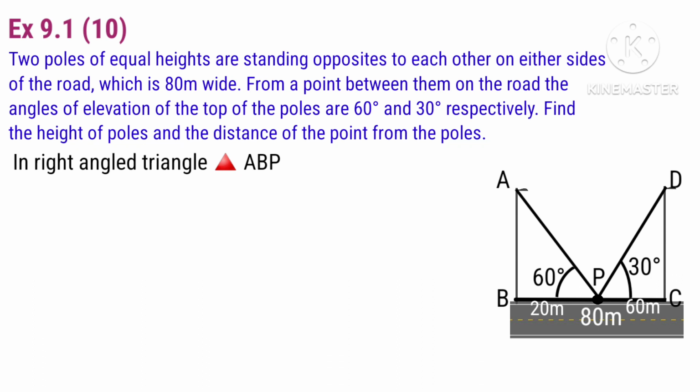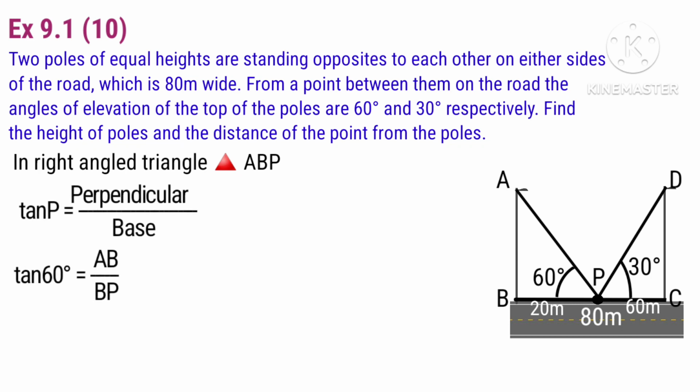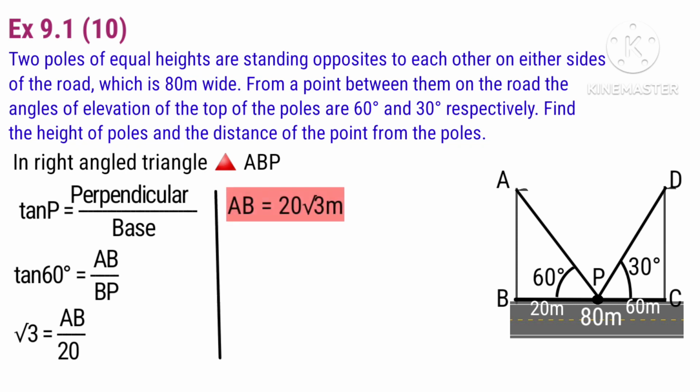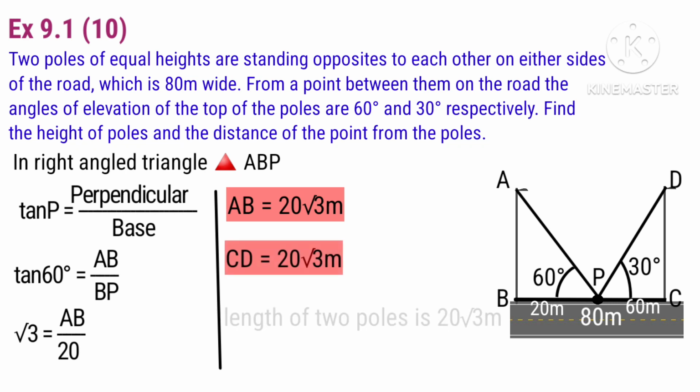So here tan P is equal to perpendicular divided by base, that is tan 60 degree is equal to AB divided by BP. So that is tan 60 oda value என்ன? Square root of 3. So square root of 3 is equal to AB divided by 20. So that is AB is equal to 20 into square root of 3 meter. So if AB is equal to 20 into square root of 3 meter, na CD யும் 20 into square root of 3 meter, because they both are in equal size. So now we found the length of the pole.